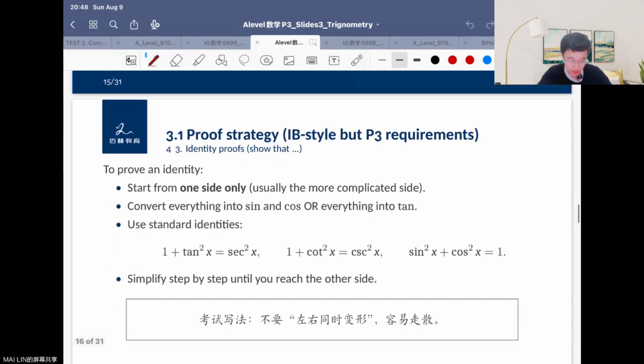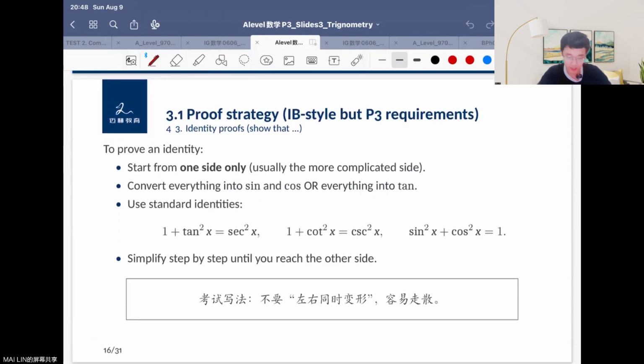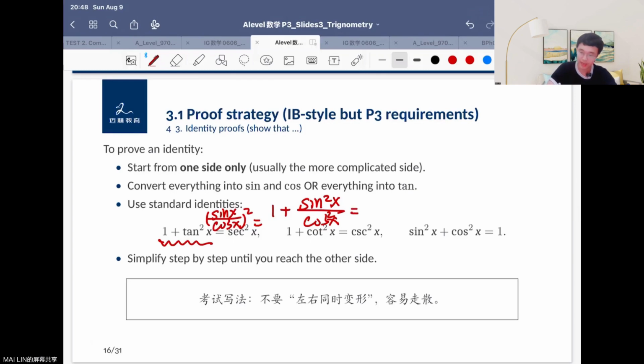Here we have different trigonometric identities. First is 1 plus tan x squared equals secant x squared. You can consider tan x as sin x over cosine x, so it equals 1 plus sin x squared over cosine x squared. That can be considered as cosine x squared plus sine x squared over cosine x squared, and then it equals 1 over cosine x squared.